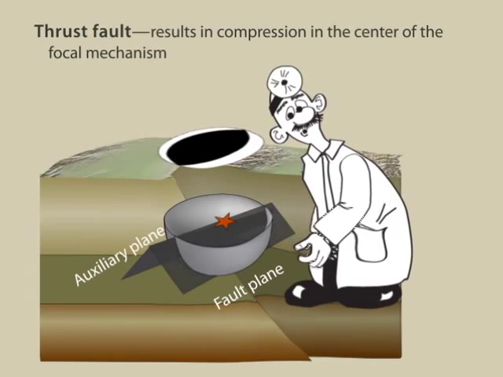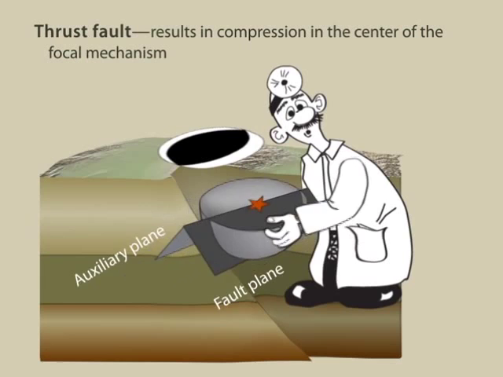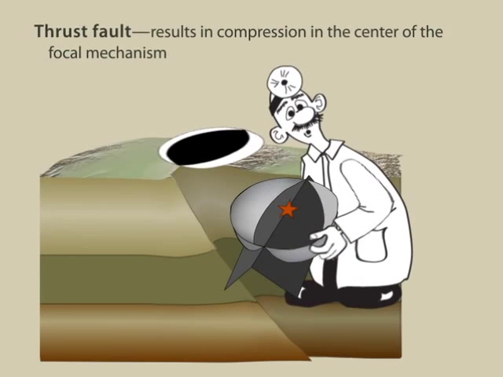This cat's eye focal mechanism is the signature of an earthquake on a thrust fault produced by compressional tectonic forces.